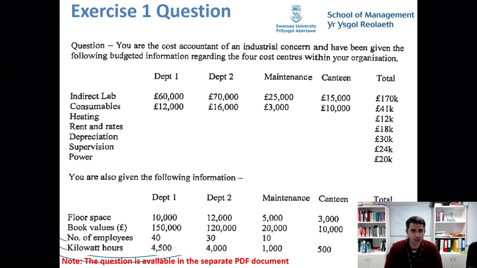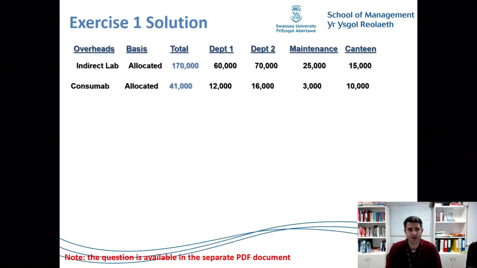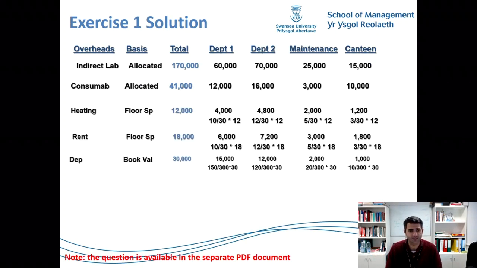So you just use the same math technique, which is 150,000 divided by 300,000, then you multiply by the total depreciation of 30,000. Done. Department 2, 120,000 divided by 300,000 times 30,000. Maintenance and canteen are the same, and these are the answers for depreciation. So we allocated the £30,000 across the 4 departments.